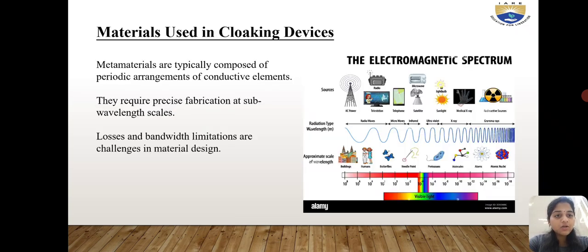Materials used in cloaking devices. Metamaterials are typically composed of periodic arrangements of conductive elements. They require precise fabrication at sub-wavelength scales. Losses and bandwidth limitations are challenges in material design.